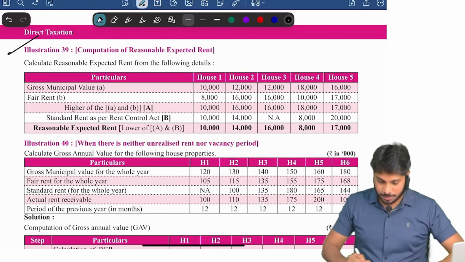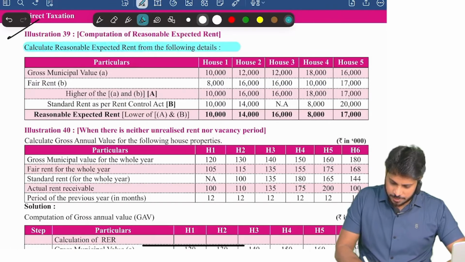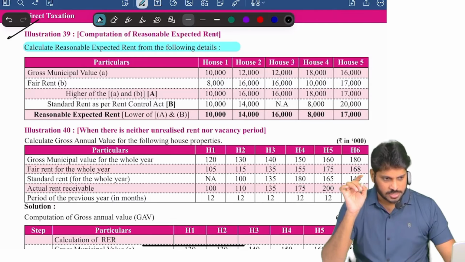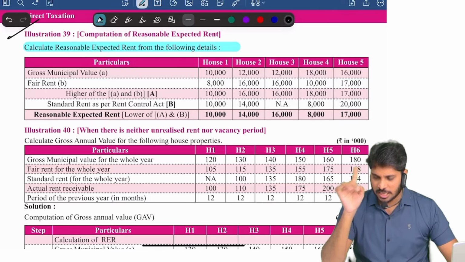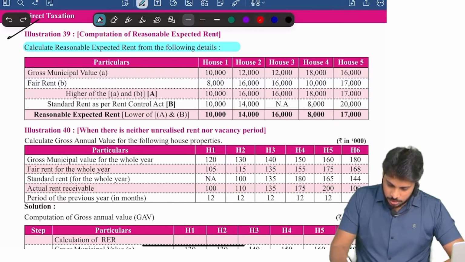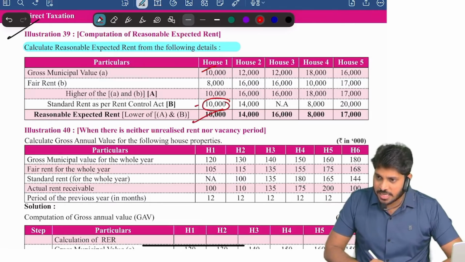Now house property directly. First, calculate expected rent from the following. What is expected rent in house property? Fair rent or municipal value, whichever is higher, but subject to a maximum of standard rent. Correct? Municipal value, and again standard rent is 10, so expected rent is 10.